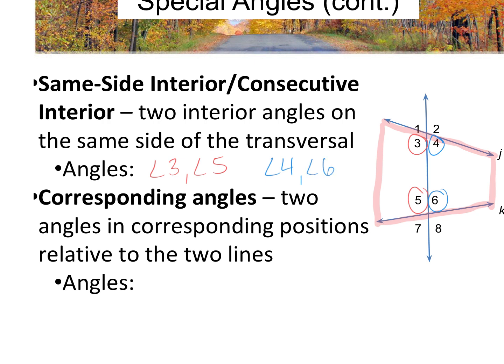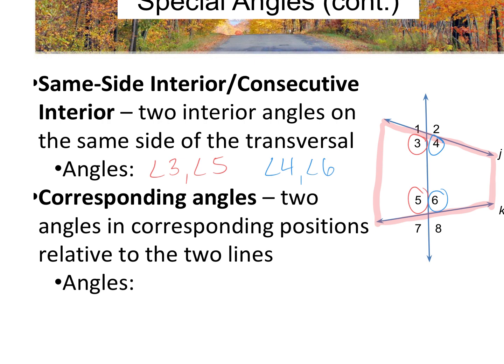You okay, Mario? This one trips up a lot of us, so pay close attention. Corresponding angles are two angles in corresponding positions relative to the two lines. That means one of your angles is going to be from this point, and the other angle is going to be from this point. And each of them are going to correspond to the same location.